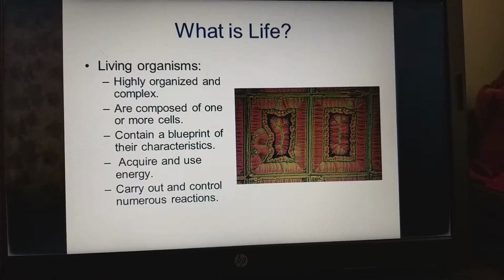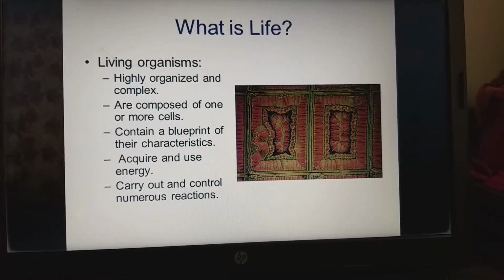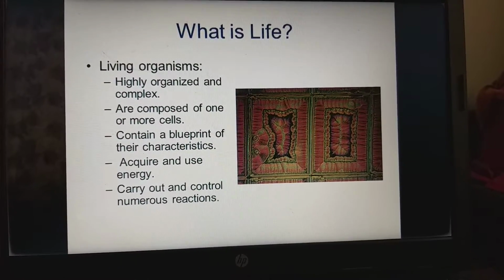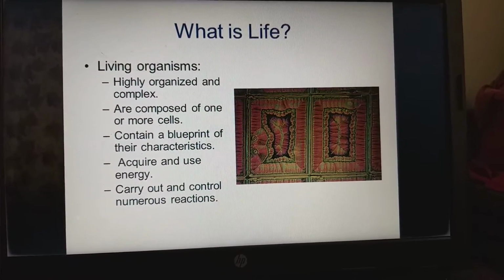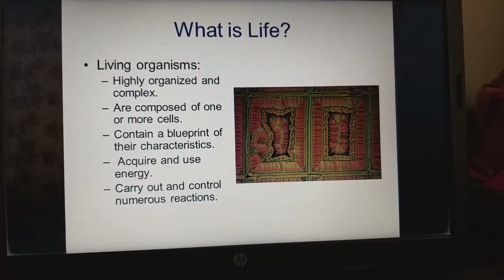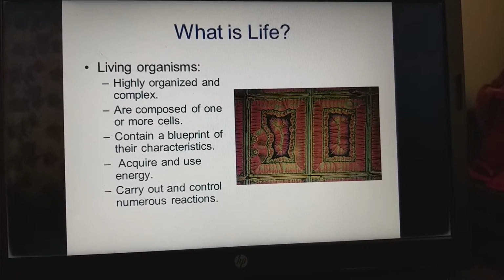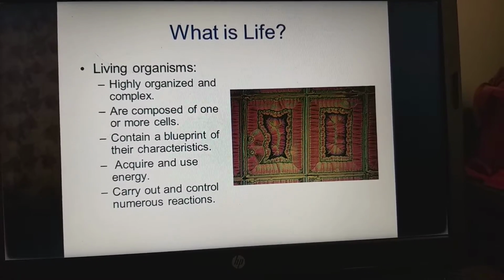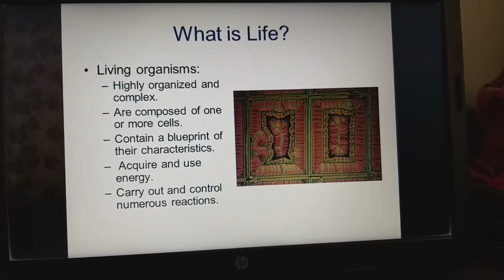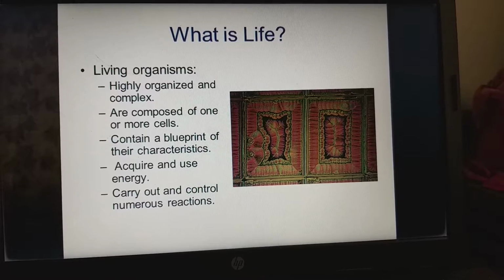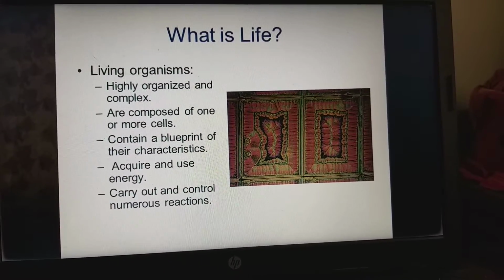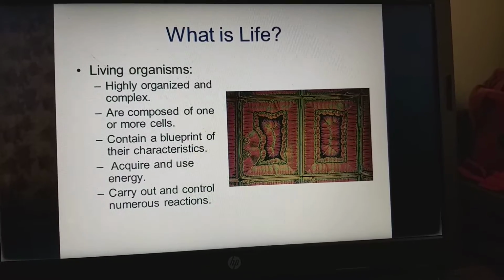What is life? Living organisms are highly organized and complex, as we all know. We have unicellular as well as multicellular organisms, composed of one or more cells, containing a blueprint of their characteristics, nothing but DNA, right? They acquire and use energy. How are we acquiring the energy? For example, we humans acquire energy from plants and animals. Plants acquire energy from sunlight, soil, and water, right?